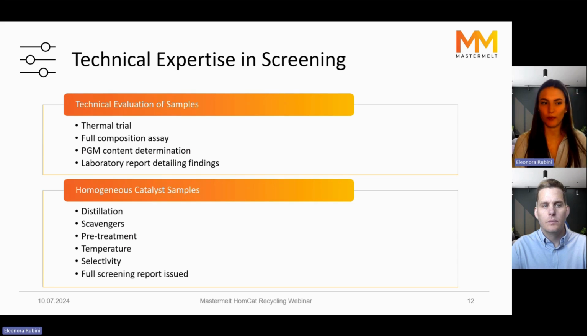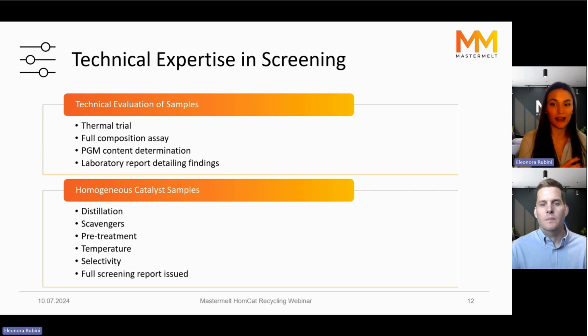How does it work when we get the samples, the screening? What is really the process? So as Adam was explaining, we do welcome our customers to send samples to the technical centers because they will undergo different types of trials to understand how to get better recovery. So for example, the samples will undergo some thermal trial to assess the behavior when they are heated. We will get a full sample composition assay.